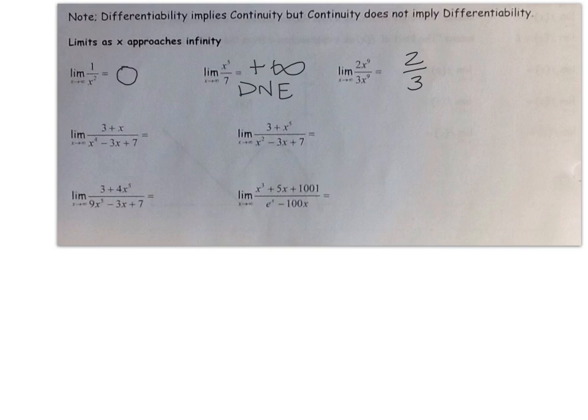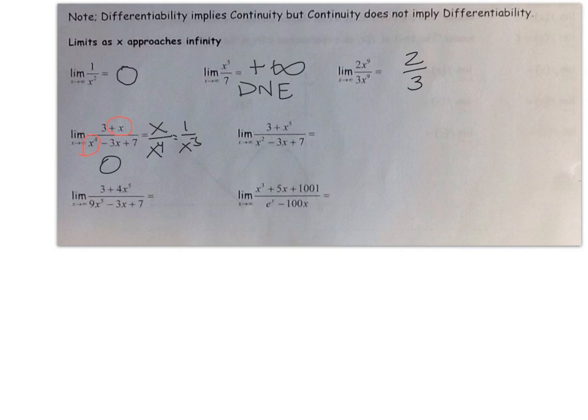So the limit as x approaches infinity of 3 plus x divided by x to the 4th minus 3x plus 7. All we really care about here is the highest degree power on the numerator and the highest degree power on the denominator. So this is like the same thing as x over x to the 4th, which would simplify to 1 over x cubed. And so this limit as x approaches infinity of 1 over x cubed is the same thing as the first example, 0.